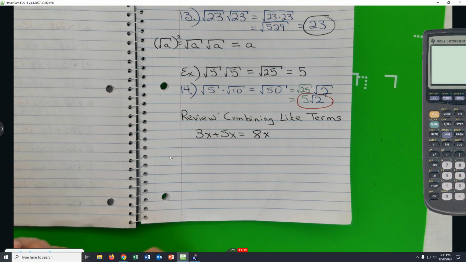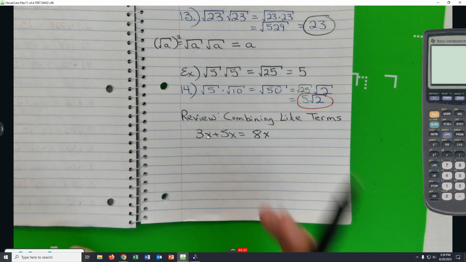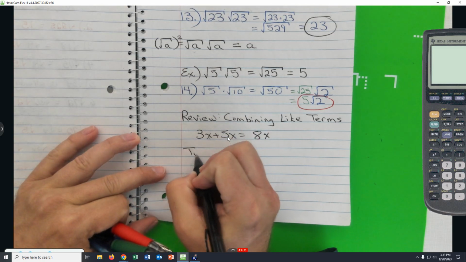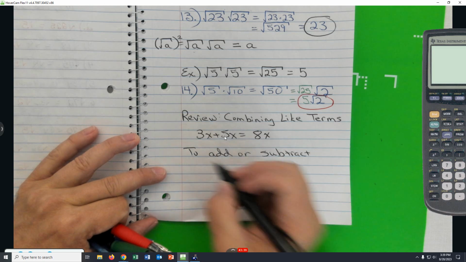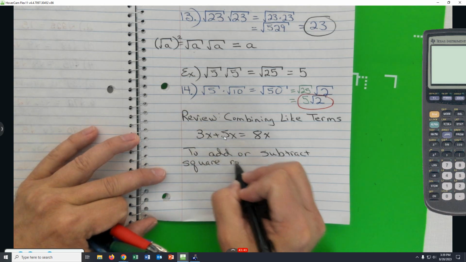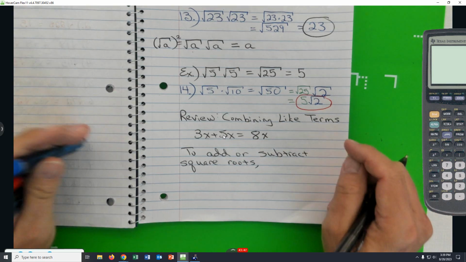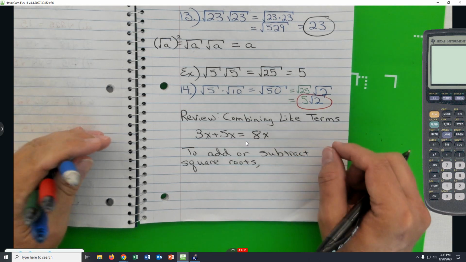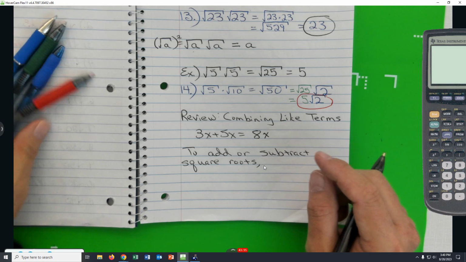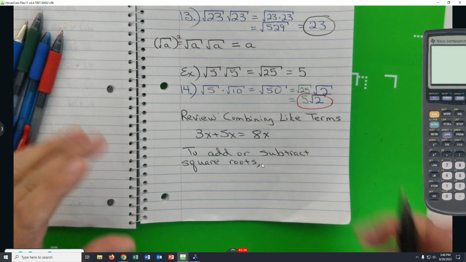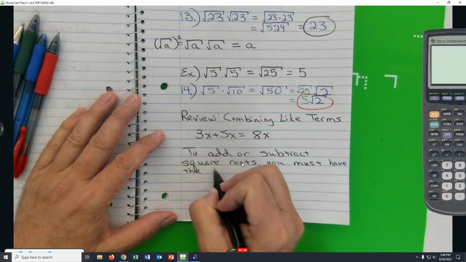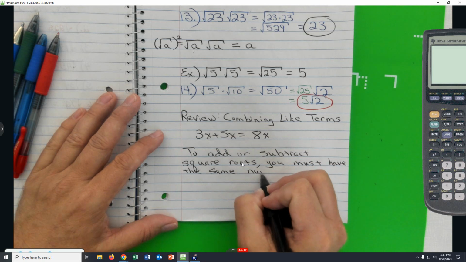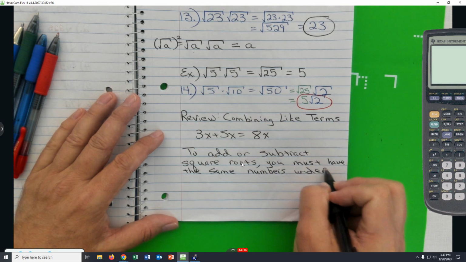Now, adding and subtracting square roots is the same as combining like terms. To add or subtract square roots you must have the same radical part. You can't have a square root of 2 added to a square root of 3. You have to have the same things under the square root. Maybe I should write it like that: you must have the same numbers under the square roots.